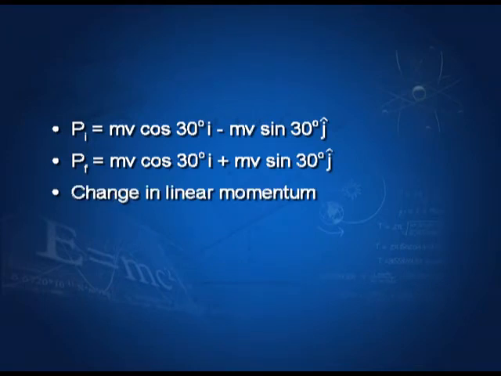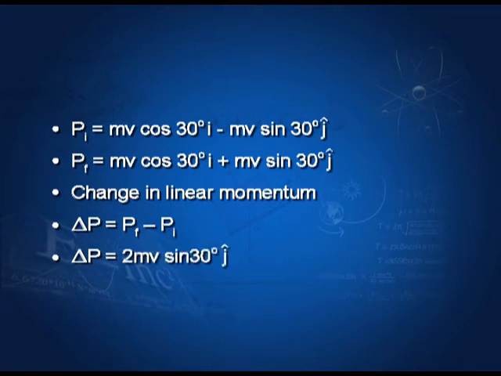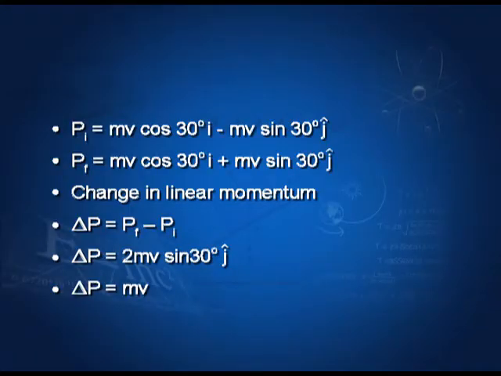So, change in linear momentum delta P equals P final minus P initial. Substituting the values, we get delta P equals 2 m v sin 30 along j. Substituting the value of sin 30, we get delta P equals m v.